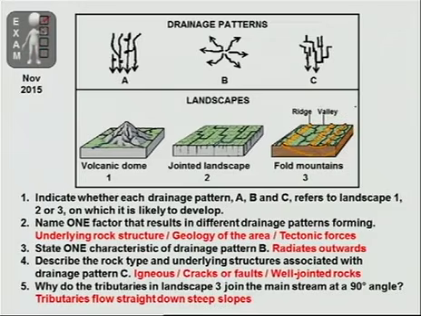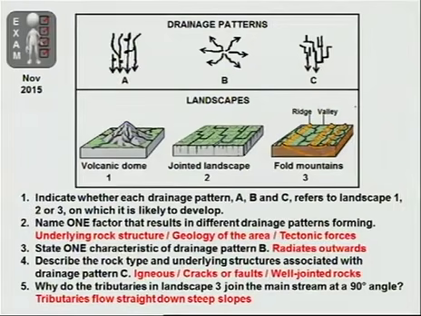Now the last one that they asked here is why do the tributaries in landscape 3 join the stream at a 90 degree angle? And if you can remember, we told you that these are very short tributaries that flow straight down the steep slopes. Okay, I see a few of you sent in answers. One says 1 with B and 2 with C and 3 with A. Then I've got one here, A with 3, B with 1 and C with 2, and A with 3, B with 1 and C with 2.